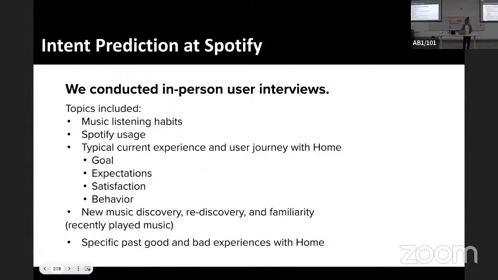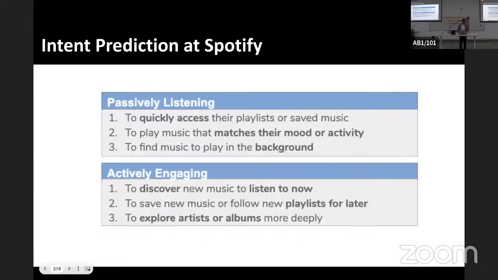So this is what we did. We conducted some in-person interviews. We asked a bunch of questions around what your goals and expectations are. We did a lot of work. The details are in the paper, and it's very non-trivial, to the extent that Netflix is replicating this exactly, at least as of 2021.